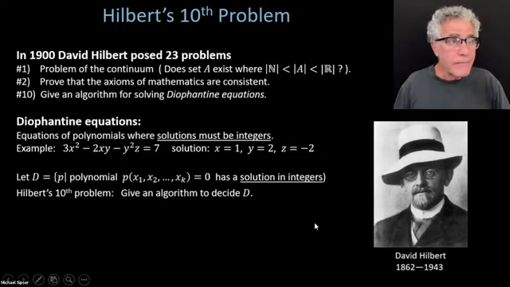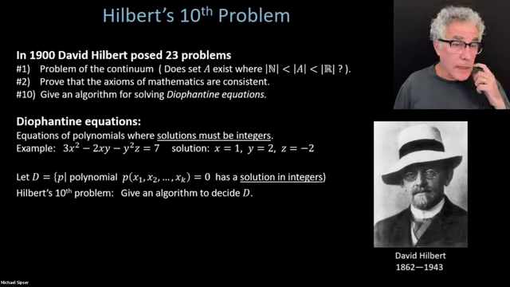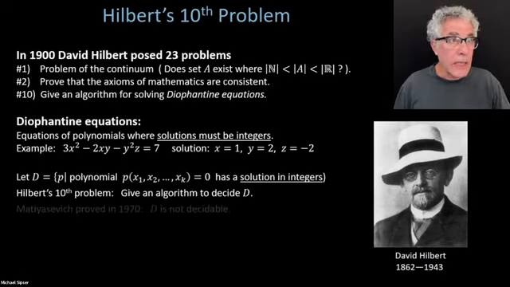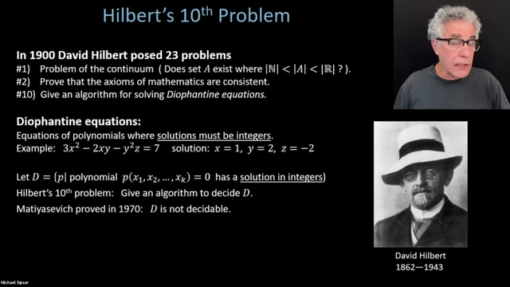Okay? And that was what Hilbert asked in his 10th problem, give an algorithm. Now, as we know now, it took 70 years to get the answer that there is no such algorithm. It's an undecidable problem. And we'll talk about that a little bit later in the term. But D is not a decidable language.